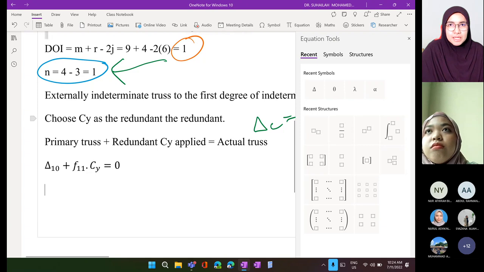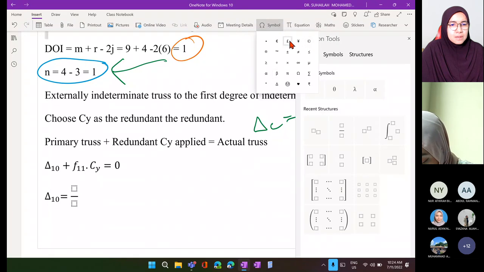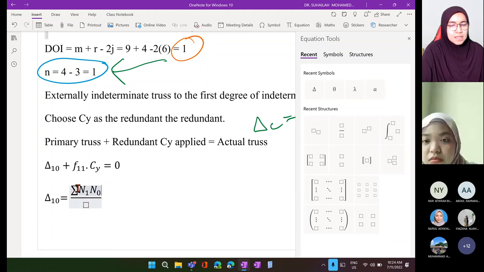Now from this we know that we have two displacements: delta 1 naught and F11. The formula to calculate displacement delta 1 naught in truss is to find the summation of N1 times N naught times L.